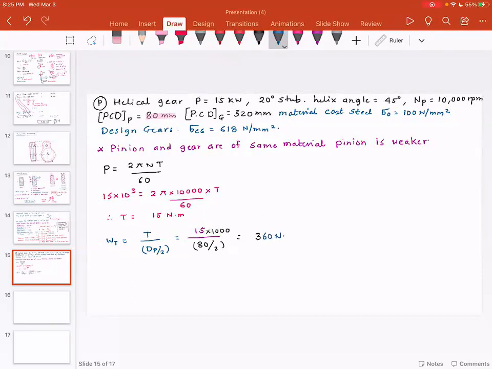Now, in this particular problem, the diameter is given to us. The number of teeth in this particular problem is not known. But what I'm going to do is assume module is equal to m. Thus, number of teeth on pinion is equal to diameter divided by module. So 80 divided by m is equal to number of teeth.